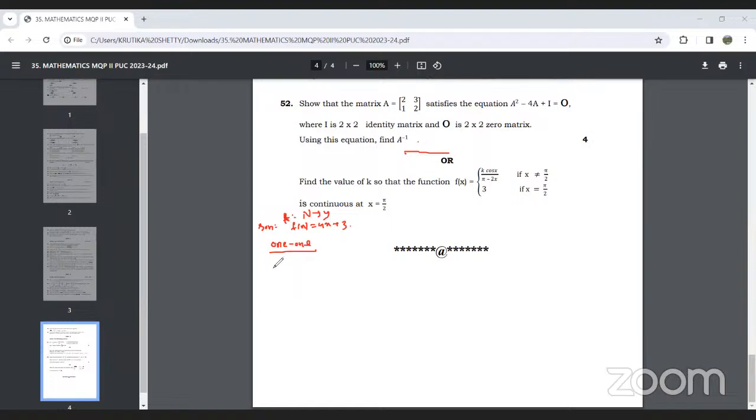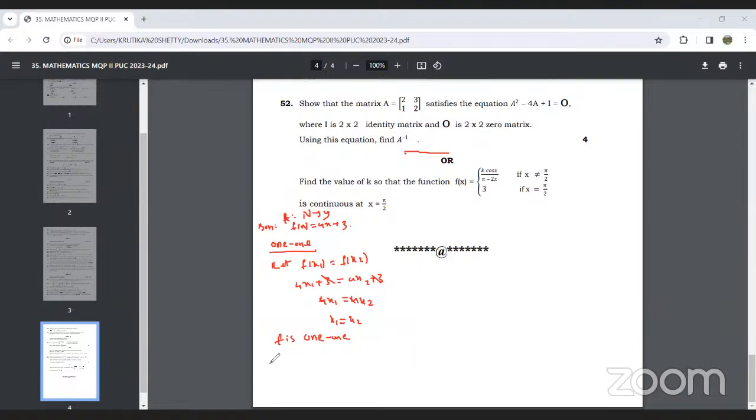For one-one, we consider, let f of x1 is equal to f of x2. So this will be 4x1 plus 3 is equal to 4x2 plus 3. The 3 and 3 will cancel off, so it will be 4x1 is equal to 4x2. The 4 and 4 will cancel off, and we get x1 is equal to x2. Since x1 is equal to x2, we say f is a one-one function.